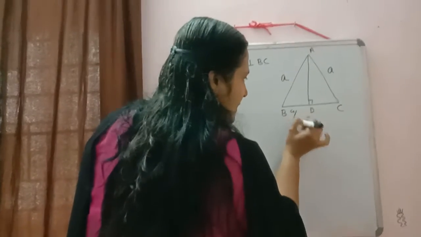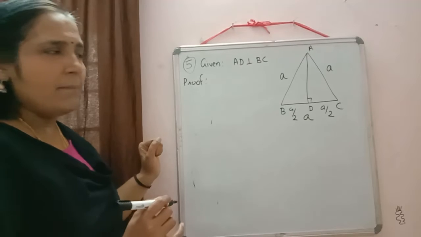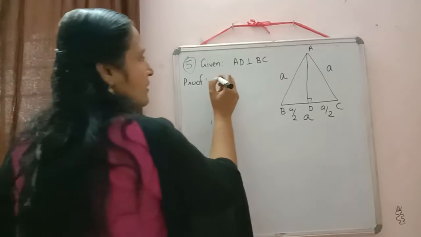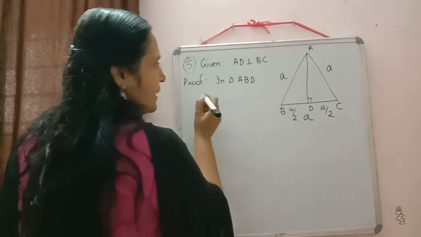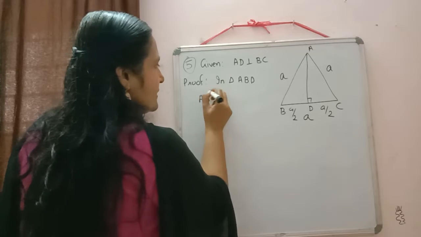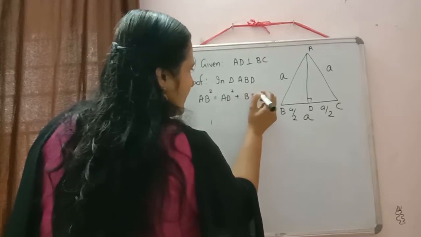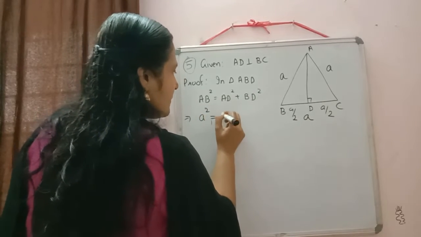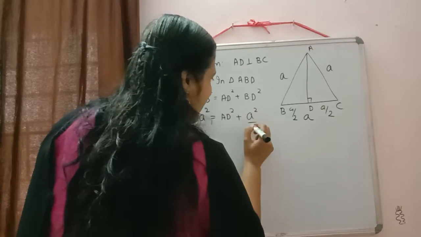So BD will come equal to A by 2 and CD also will come as equal to A by 2. Now what we will do? We'll use Pythagoras theorem. So just write down there, in triangle ABD, what will come? AB square is equal to AD square plus BD square. AB how much? A. So A square is equal to AD square plus A square by 4.